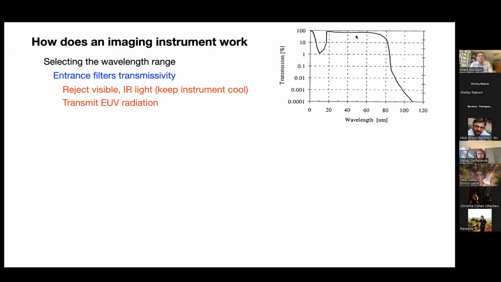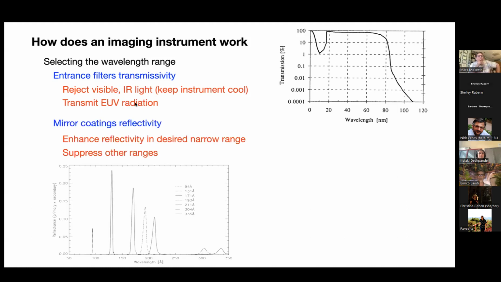Then, for this part of the radiation that gets in, you hit the mirror, and you coat the mirror in such a way that basically the reflectivity of the mirror gets restricted to an extremely narrow wavelength range. This is an example for the AIA instrument on SDO, where you have all the coronal channels, 94, 131, and so on and so forth. And you can see that this is the reflectivity of both the mirrors combined. And it is peaking at a very precise wavelength, and it is very narrow.